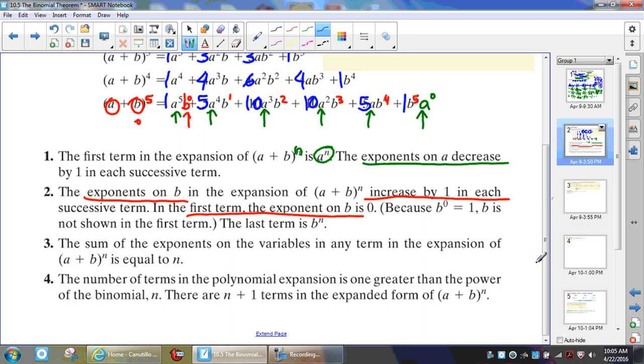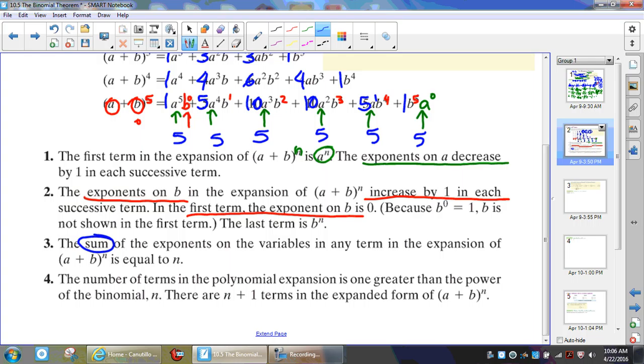Now, what you see here is that anytime you add the exponents of the A term and the B term, they're always going to add to what, guys? Let's see here. What is 5 plus 0? 5. What is 4 plus 1? 5. What is 3 plus 2? 5. 2 plus 3? 5. 1 plus 4? 5. And 5 plus 0? 5. You see? So every term will be of degree 5.